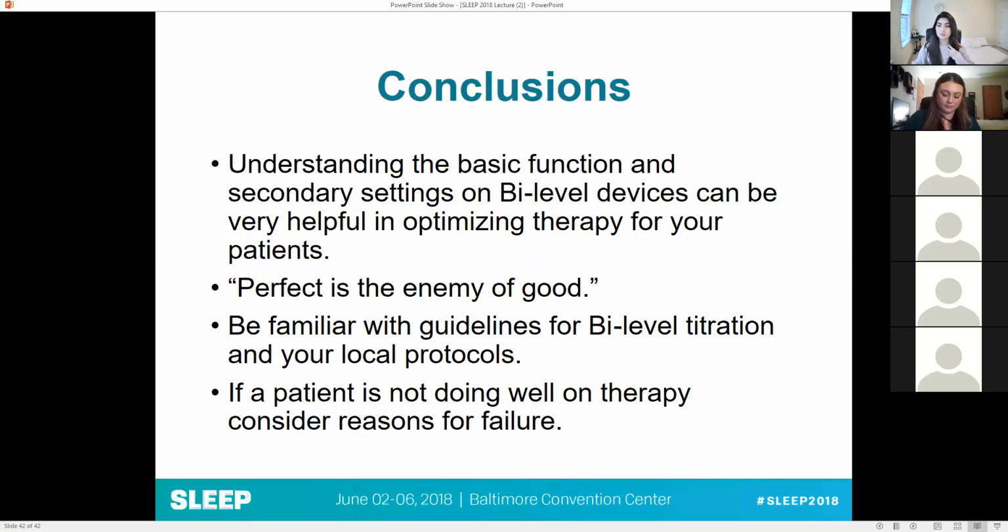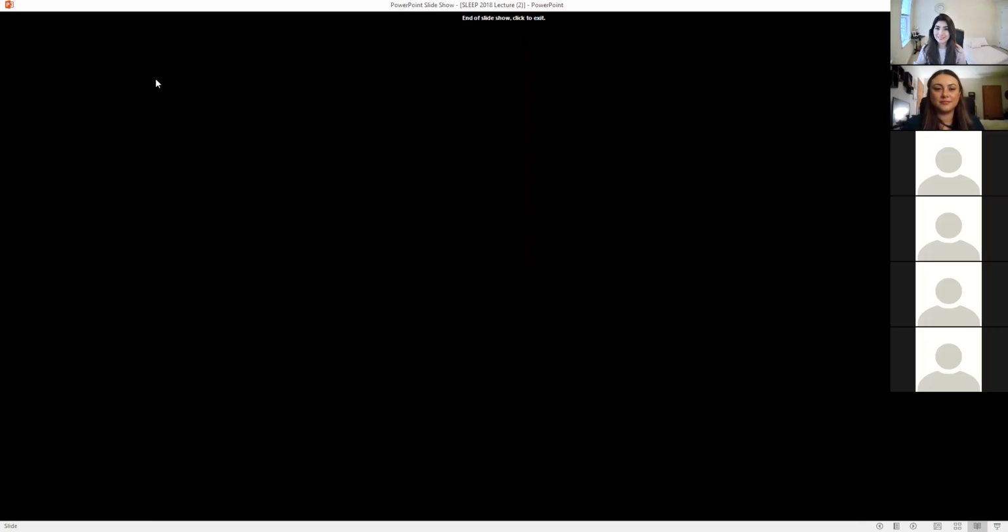And then, if a patient's not doing well on one of these therapies, they're very effective. So you should really consider, why are they not doing well? Why are they failing therapy with the treatment you have them on? So, next, I think that's it.